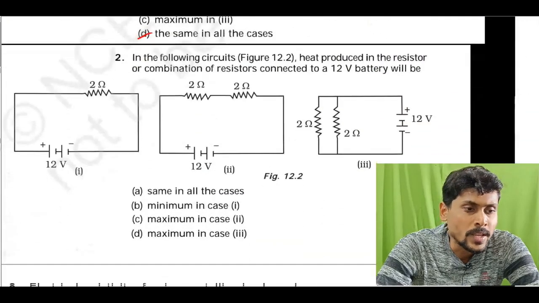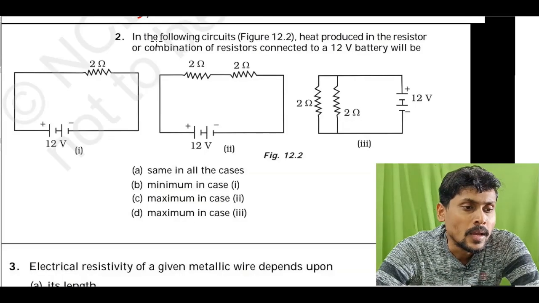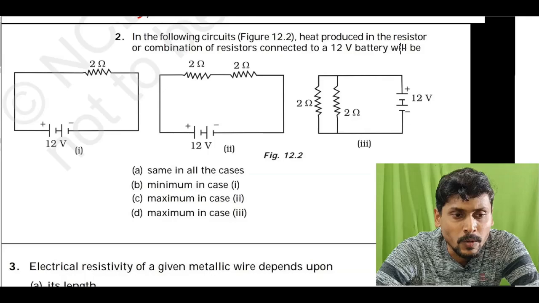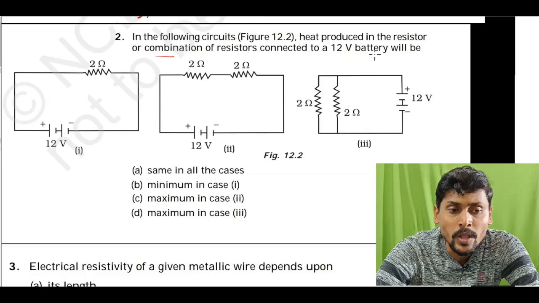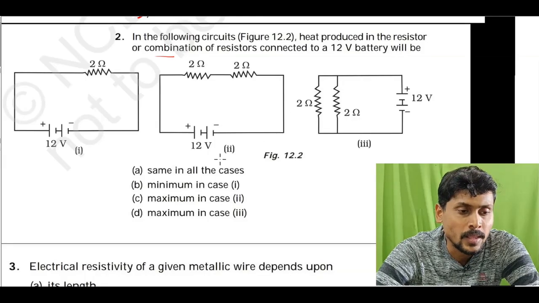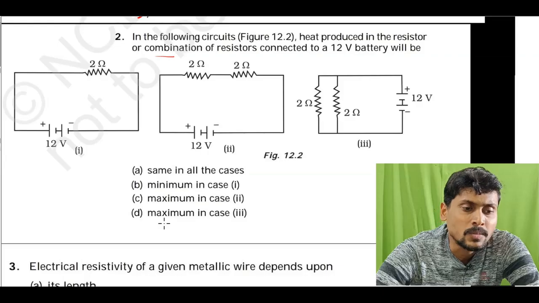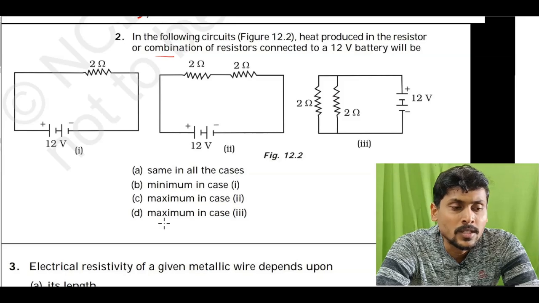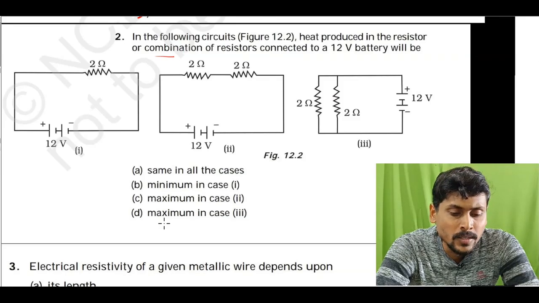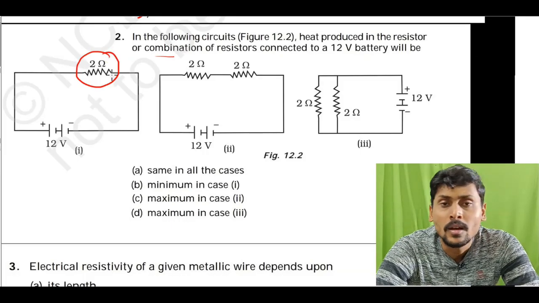So now let us move to the next question. Again you have a question related to circuit diagram. In the following circuits, heat produced in the resistor or combination of resistors connected to a 12-volt battery will be dash. Again you have four options: same in all the cases, or minimum in case 1, maximum in case 2, or maximum in case 3. So how to solve this question? You can see that in all the diagrams we have 12-volt batteries, and if you look at the first diagram we have only one resistor having 2 ohm resistance.